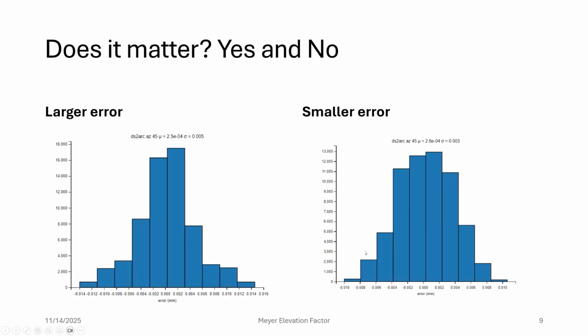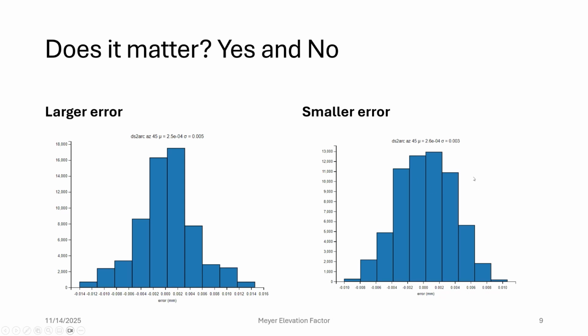Let me compare the error regime for the two formulas. On the left, this is the histogram of the errors that we get from the formula where we take the square of those large numbers. It is very close to being centered at 0. And the standard deviation is 0.005 millimeters. And the error spans plus and minus 0.014.